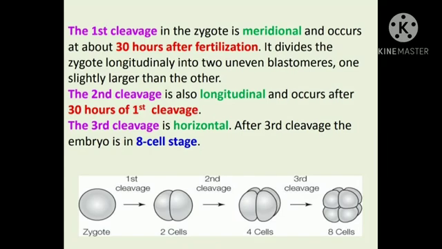All this you can see in the given figure, and you can understand how the cleavage takes place and how the zygote develops into the 2-cell stage, the 4-cell stage or the 8-cell stage.